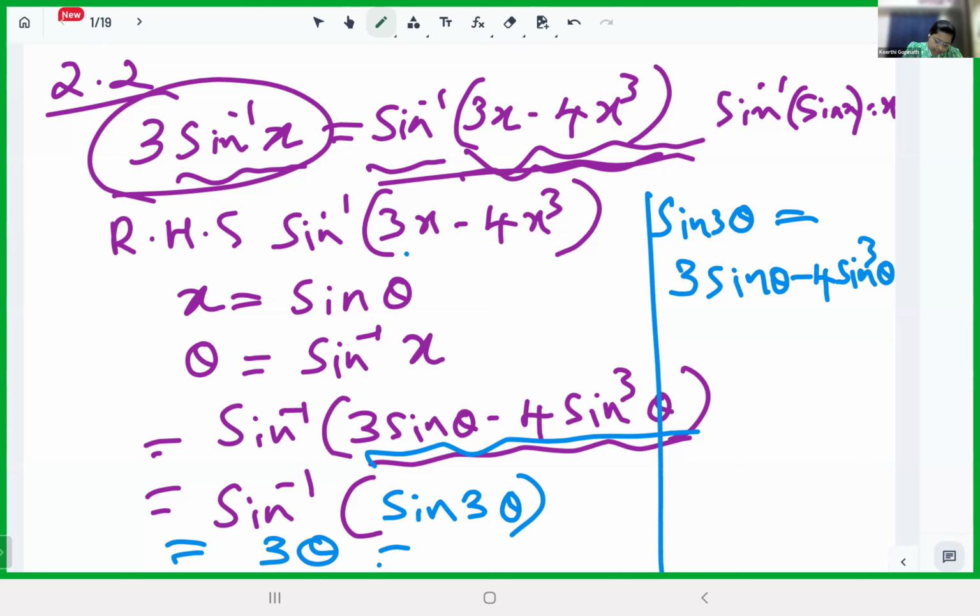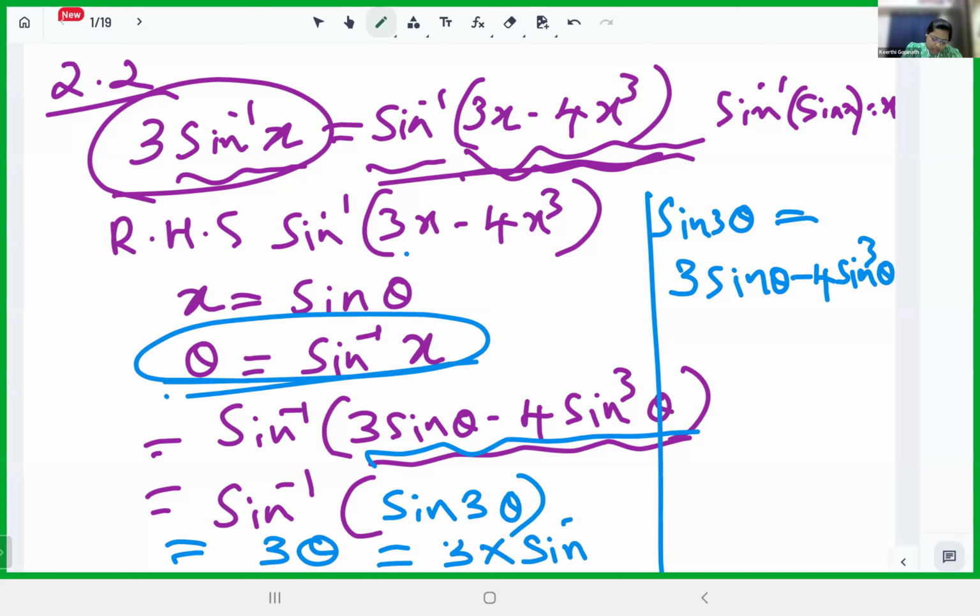Okay. So in order to make it a function of x, we have to substitute the value of theta. You have already got that theta is equal to sine inverse x, since x is equal to sine theta. So we can substitute that: 3 into sine inverse x. This was the LHS of the question, right? 3 sine inverse x was the LHS. So, we have again proved RHS is equal to LHS.